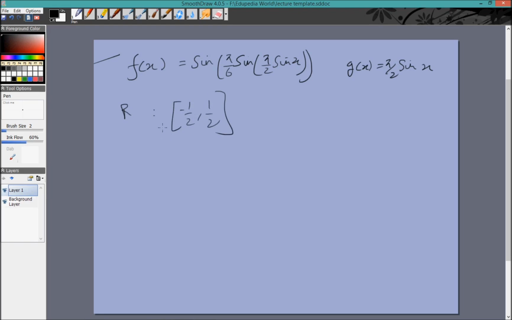What is the range of f of g? f of g would be sine of pi by 6 sine of pi by 2 sine of, instead of x we'll put g(x), so pi by 2 sine x.